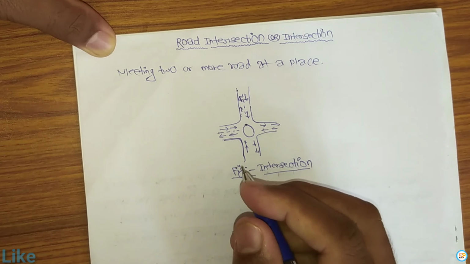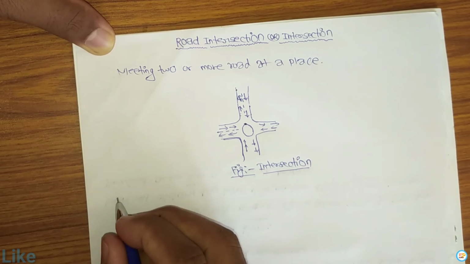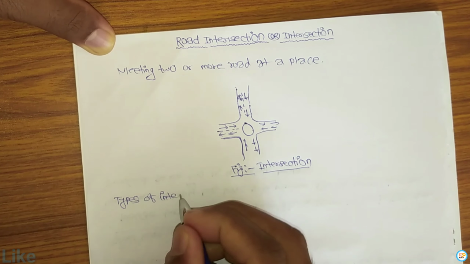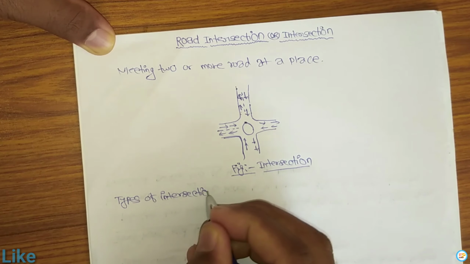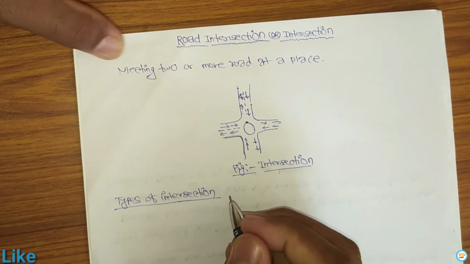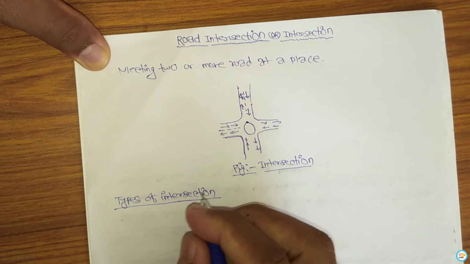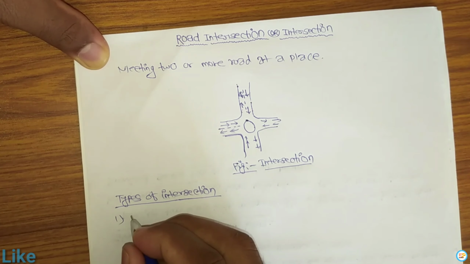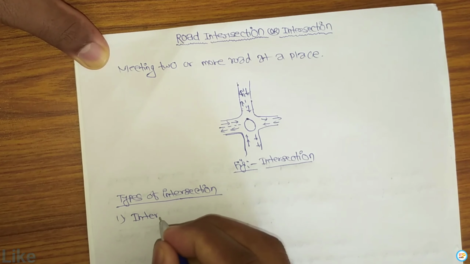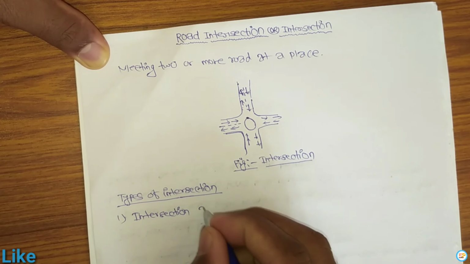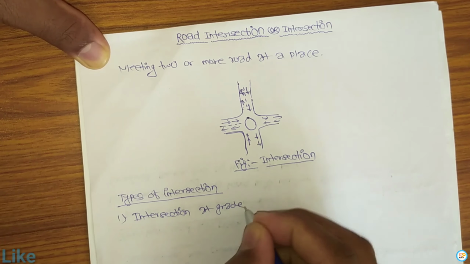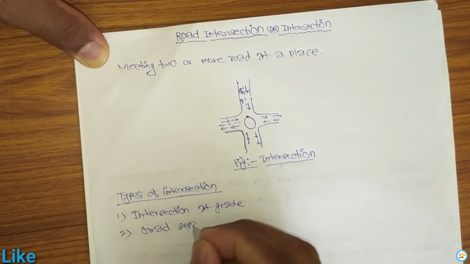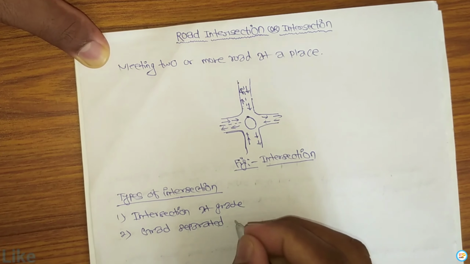So let's move on to the types of intersection. There are two types of intersection: intersection at grade and grade separated intersection.